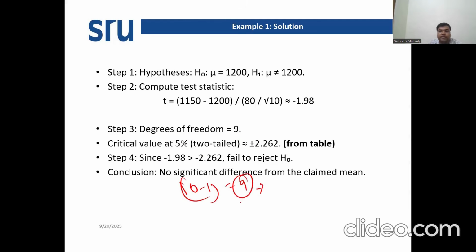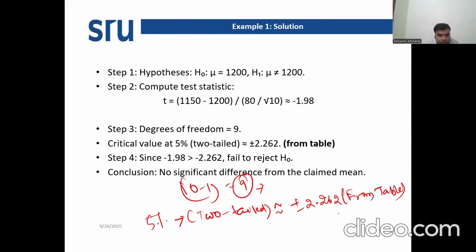After calculating the degree of freedom, we have to check the critical value. So here the critical value at 5%. 5% means two-tailed, 2.10 means one is equal, another is not equal. That is equivalent to plus or minus 2.262. That is from the table.